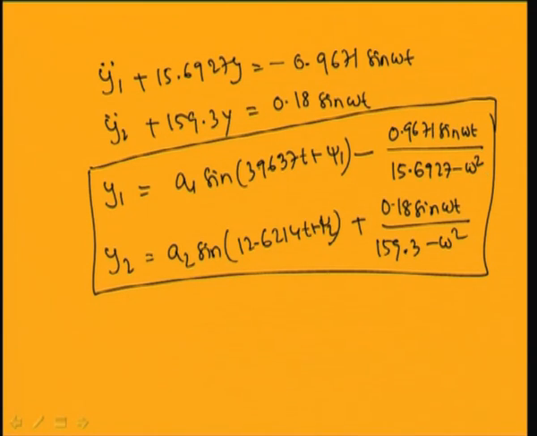Now, for a particular value of omega, let omega equal to 2 radian per second. Then the particular integral part becomes 0.9671 by 15.6927 minus 4, that is 11.6927, and in the second mode it becomes 0.18 sin 2t by 154.3. So, in this way you can find the response of the forced vibration system.